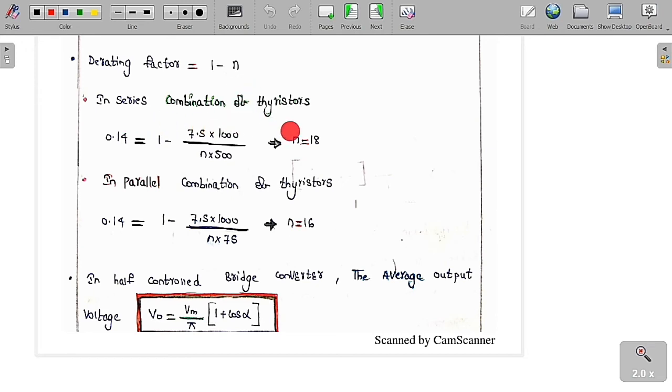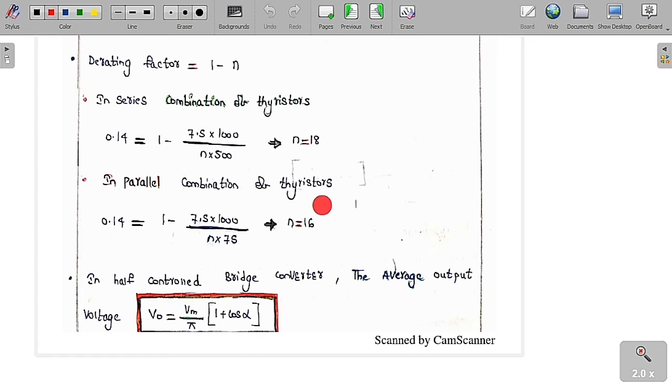In a series combination of thyristors, suppose as an example the derating factor is 0.14, equal to 1 minus 7.5 into 1000 divided by the number of series connected thyristors into 500. Means in this question the derating factor is 0.14, the overall voltage rating is 7.5 kV, and the voltage rating of each thyristor is 500. With the help of this equation, we get the number of SCRs required for a series combination, which is N is equal to 18.